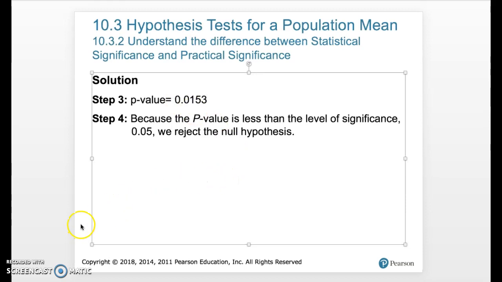Got those decimals right there. So what we want to say is that because the p-value is less than the level of significance, we reject the null hypothesis. Another way to phrase this is that we reject the null and we accept the alternative. So let's add that in. Instead of saying accept the alternative, we could also say there is evidence to support the alternative.